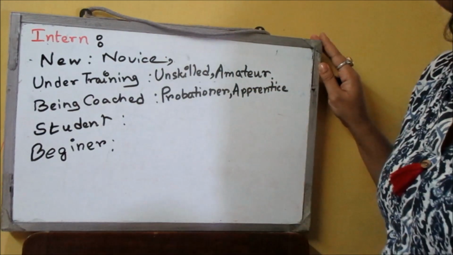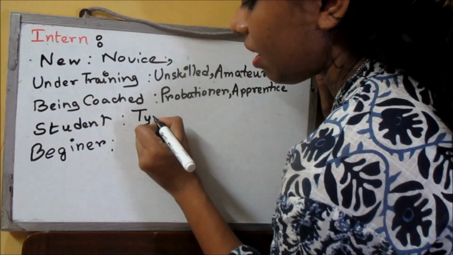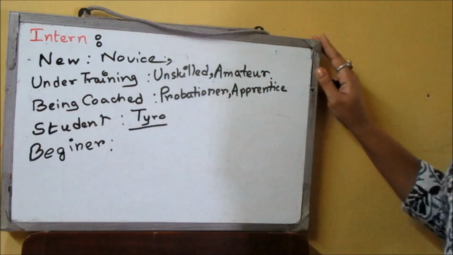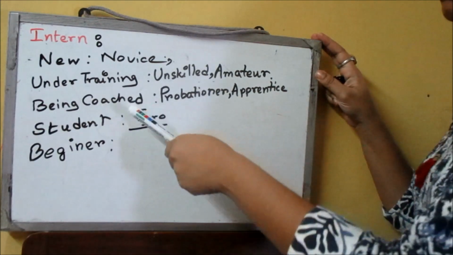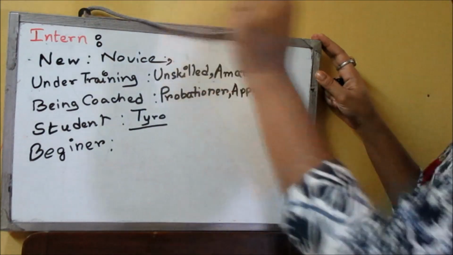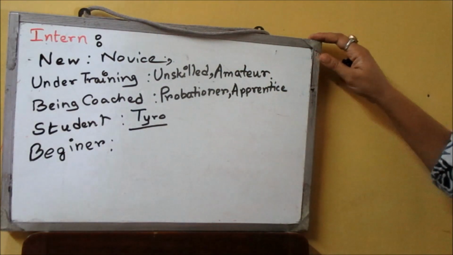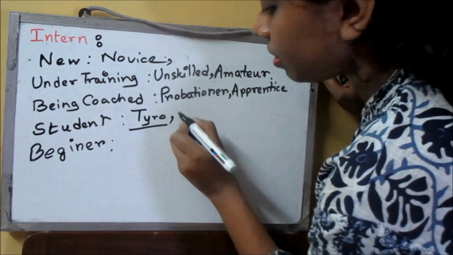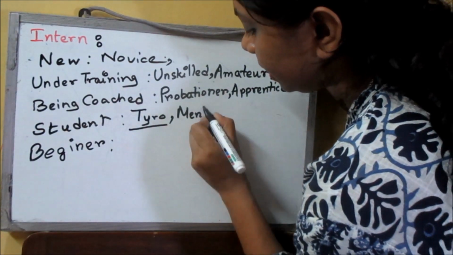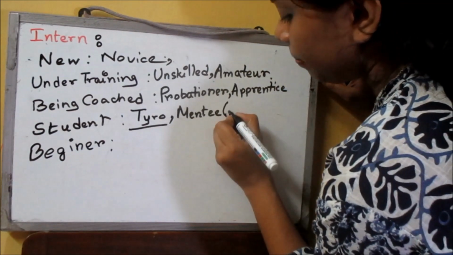And what can we also call a student? We can also call a student tyro. T-Y-R-O. Tyro. Please remember this word. This is a very common and very important word. The word tyro means a student. The word tyro can also mean an intern, right? So, we can also call a student a mentee, right? M-E-N-T-E-E, because he is being guided by a mentor.